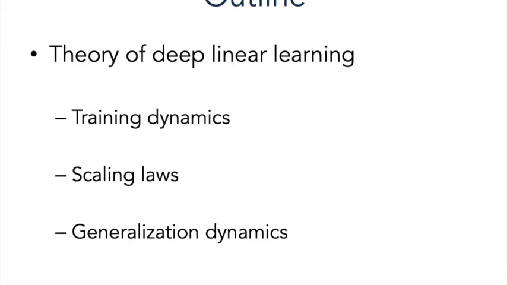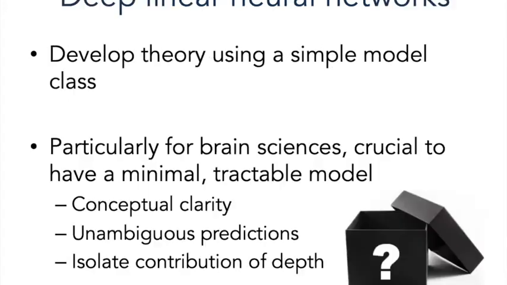And the class of model I'm going to use is this deep linear neural network. And again, just to motivate why I think it's interesting to study a simple model: we're always talking about how deep networks are black boxes, right? If we're going to have any hope of penetrating that, maybe we should start with a simple model that gives you conceptual clarity about what's going on and very clear predictions that you could take to test in experiments if you're interested in the neuroscience side.